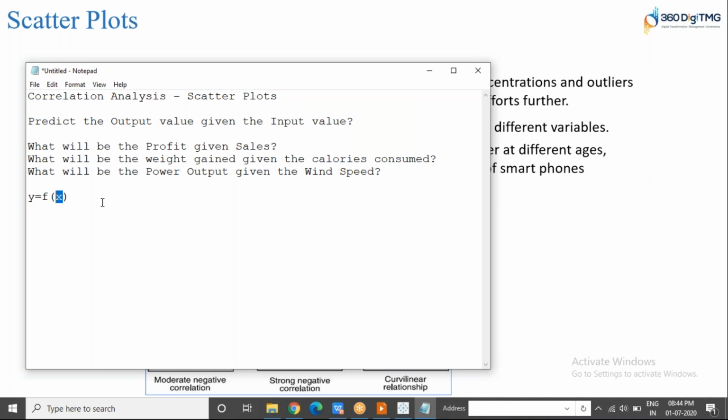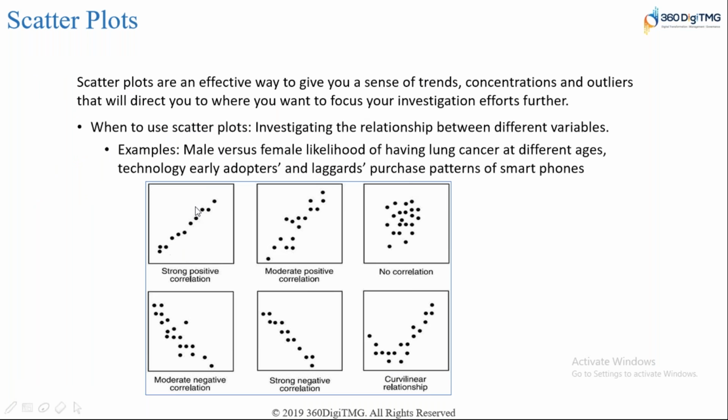Now, who will tell us whether or not there is a relationship? The chart that will tell us whether or not there is a relationship between the input and the output given to us is a scatter plot. So what is a scatter plot? Why we require it, I hope is clear. Now, when you create a scatter plot, the data will take some shape.